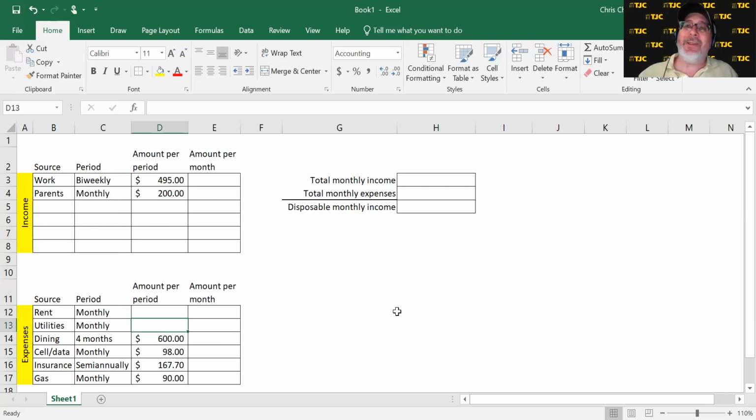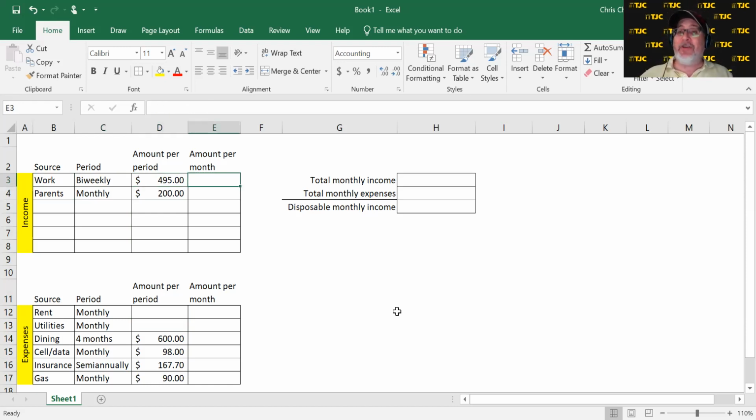That's because we're splitting it with 2 other roommates. So in a minute, I'll show you how to divide by 3 inside of here. Well, let's go to the work. Right now, our work pays biweekly, so every 2 weeks, and we get $495 every 2 weeks.